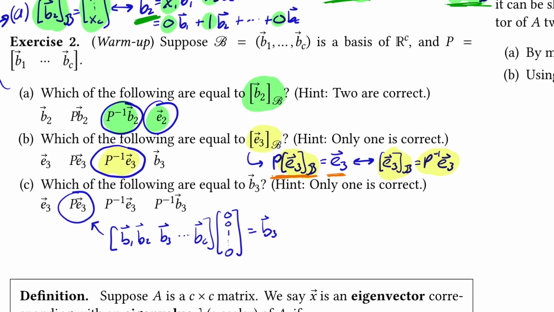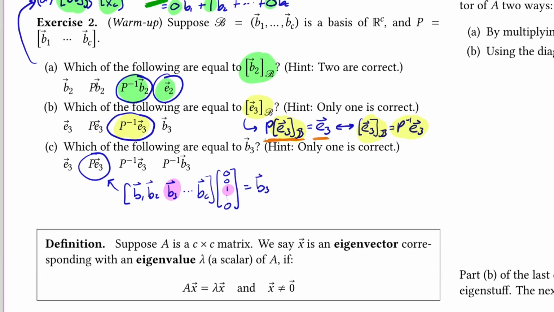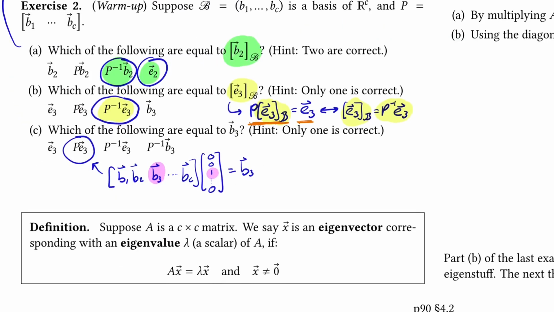And part C is the same idea, just in a slightly different order here. If you want to get b3, you just multiply the third column of P by 1, and the others by 0, and that gives you b3. So that one's maybe more straightforward than the other ones. So this was just to remind yourself of the way that coordinate vectors work, and you can represent it as matrix multiplication or as a linear combination, and we'll be using this in a little bit.